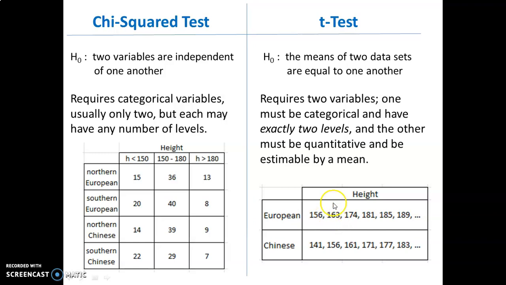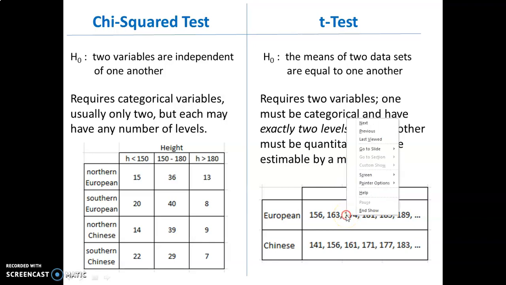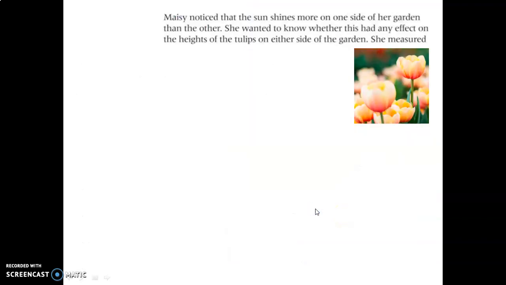But let's say we began with this raw data. It's typical that you go from raw data to chi-squared by then grouping this raw data into categories, and then you can run a chi-squared. But for the t-test, we need the raw data like this because it needs to be data that you can find a mean for. And more specifically, it needs to be data that is normally distributed. So we haven't mentioned that yet, but this data must be normally distributed. And heights typically are normally distributed. Okay, so let's go on.